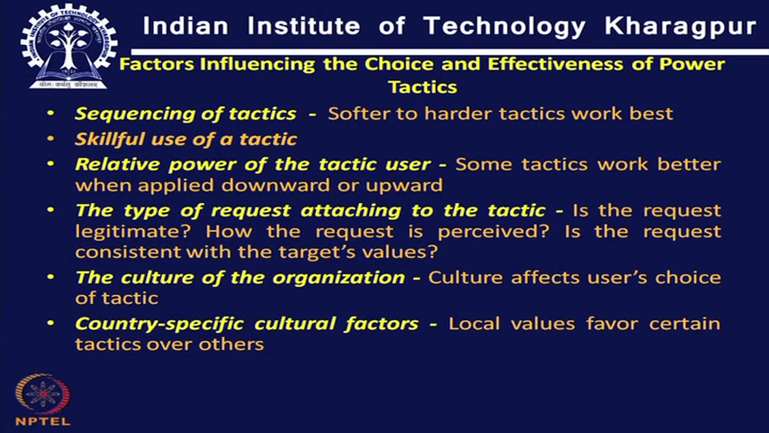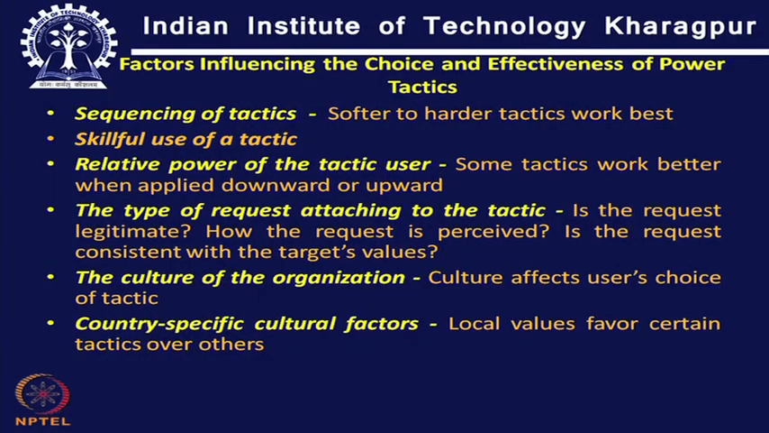When you're talking of influencing behavior and which power tactics to be used, the sequence is very important. So what we'll try to do is start from the softer ones and move towards the harder techniques. Then there is skillful use of a particular tactic, then the relative power of the tactic user. Some tactics work better when applied downward or upward. Then the type of request: is the request legitimate? If it is not, then how is it consistent with the tactic's value, etc.